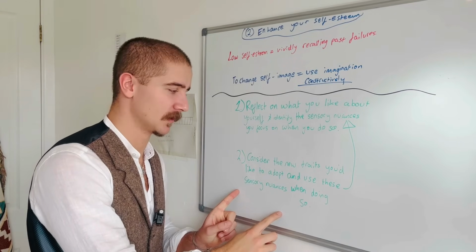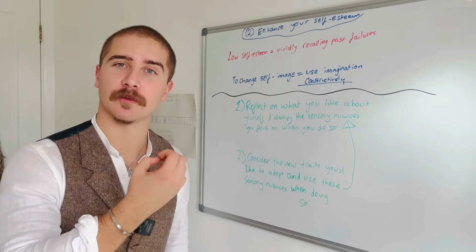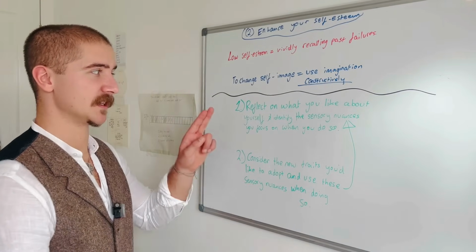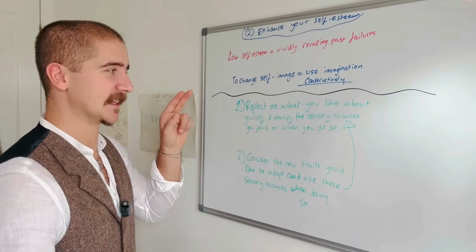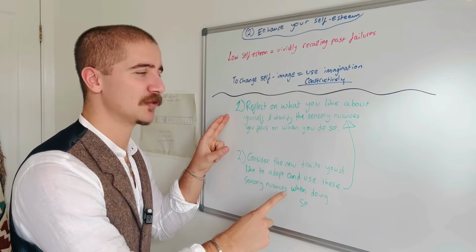So you do that first of all. Then second of all, consider the new traits you'd like to adopt, the new type of person you would like to be, and you use those same sensory nuances you elicited in this first part when doing this part. Okay, let me draw this.